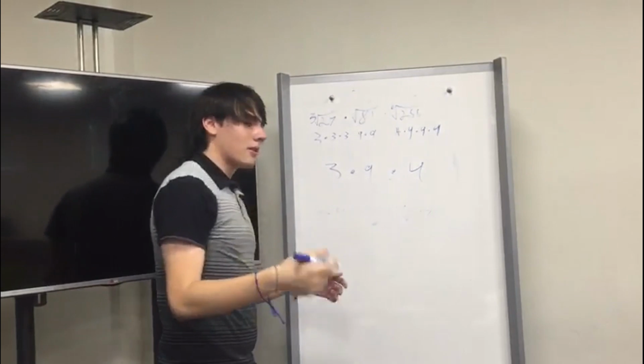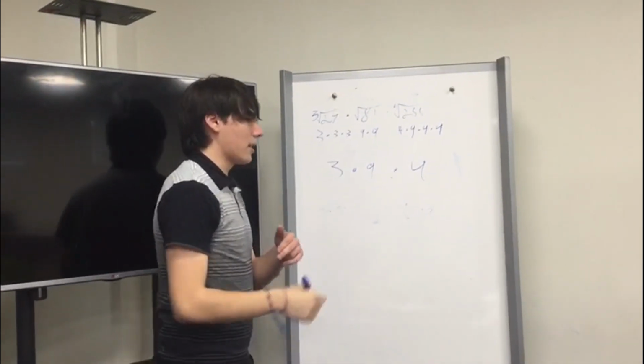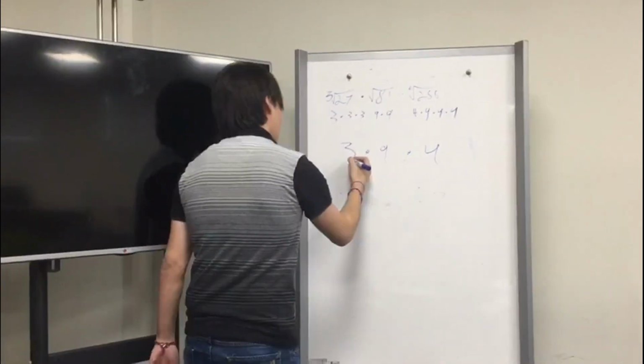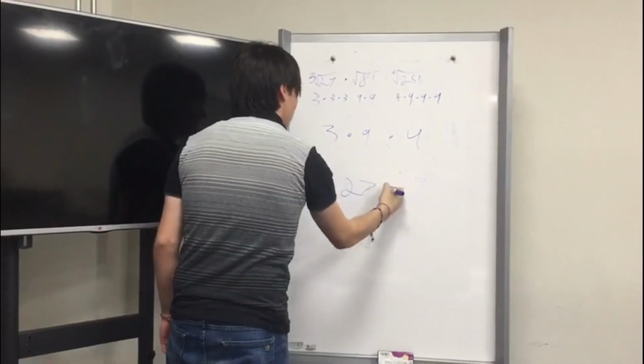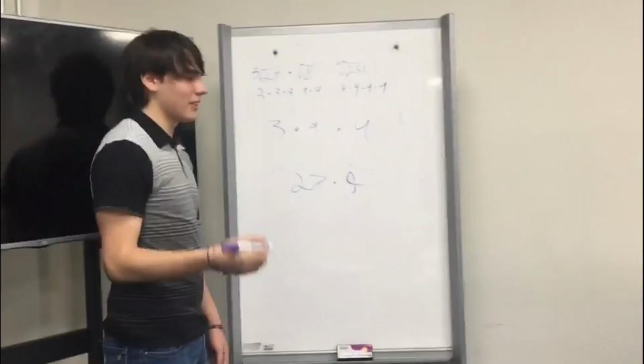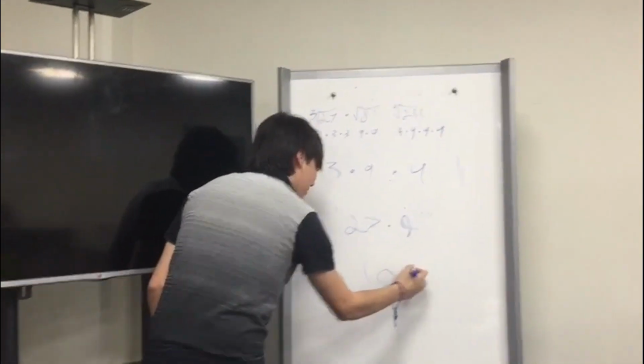Now we are going to do the multiplication like we always do. 3 times 9, 27, times 4, it's... Does somebody know the answer? Me. It's 108. Nice. So our answer is 108.